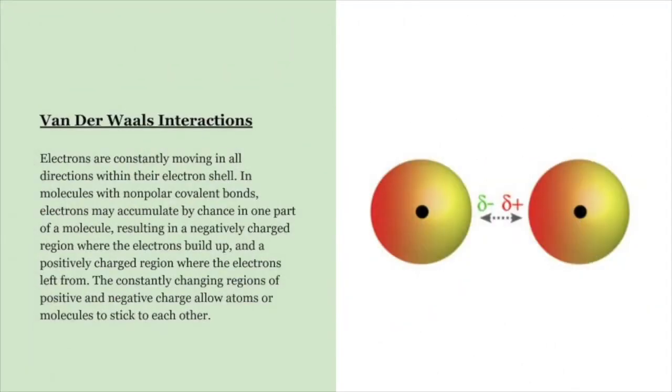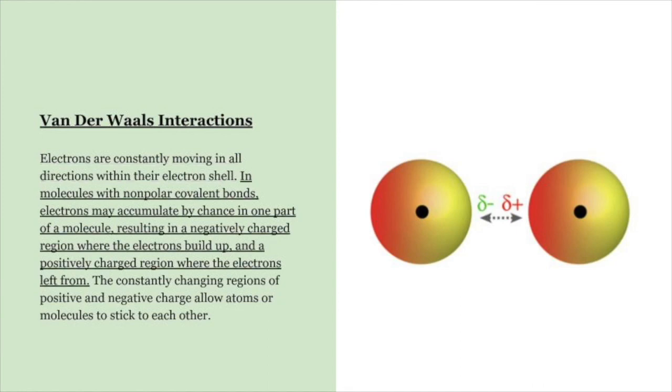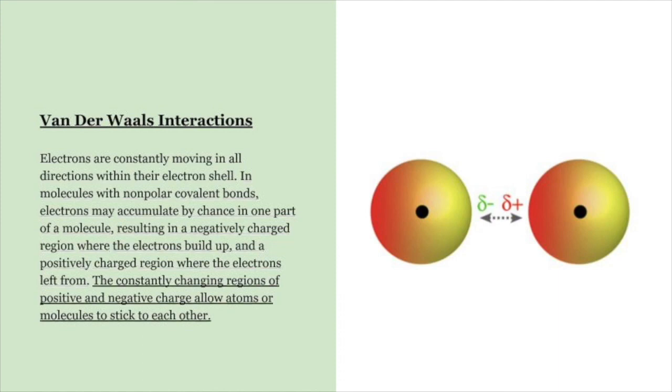Van der Waals interactions. Electrons are constantly moving in all directions within their electron shell. In molecules with nonpolar covalent bonds, electrons may accumulate by chance in one part of a molecule, resulting in a negatively charged region where the electrons build up, and a positively charged region where the electrons left from. The constantly changing regions of positive and negative charge allow atoms or molecules to stick to each other. The end.